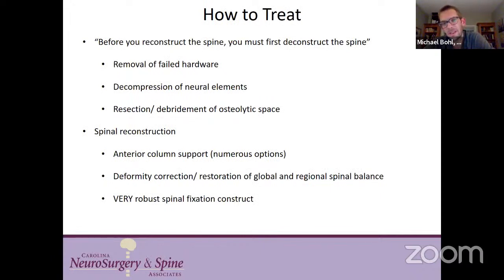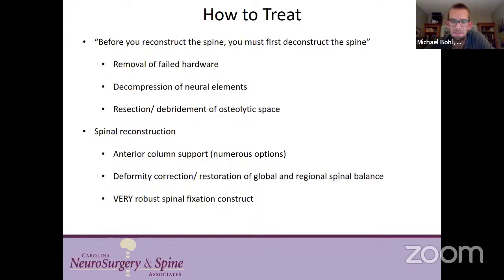My treatment regimen, the way I approach these, is very similar to any large adult revision spine deformity. First we deconstruct the spine before we reconstruct it. So all the old failed hardware has to come out. The neural elements need to be decompressed, and that osteolytic space needs to be resected and debrided. And then you reconstruct. You need a good anterior column support plan, and there's lots of options for that. All of them good, depending on how you use them. Then deformity correction, and then most importantly, I think, a very robust spinal fixation construct.